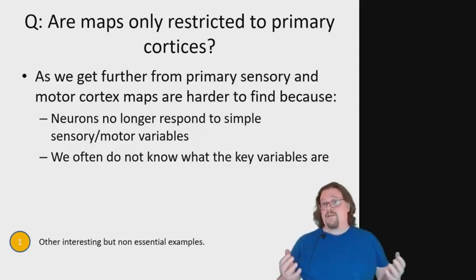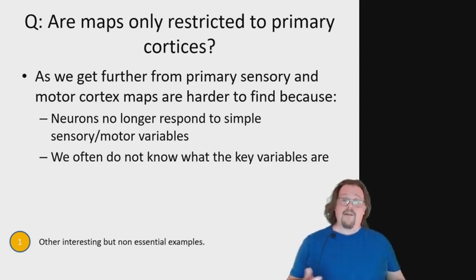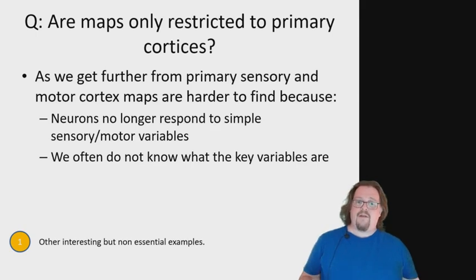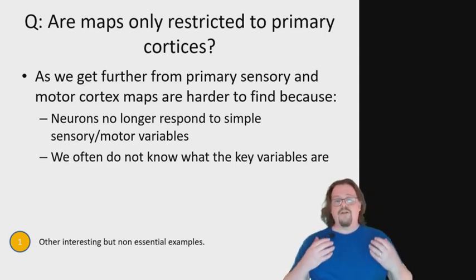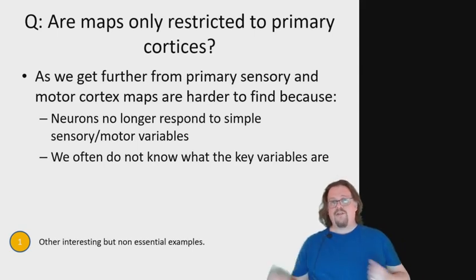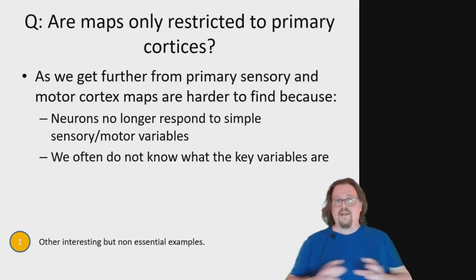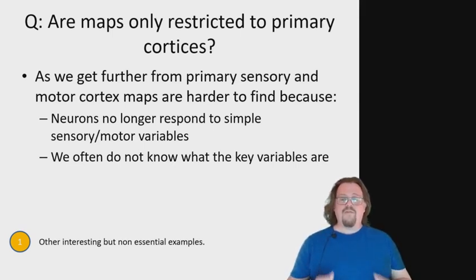It seems to me, and this is more my personal opinion than an established fact, that wherever we look, we will eventually find maps. The further we get away from the primary cortices, the harder they are to find, and that's because we don't always know what the neurons are encoding. Neurons are no longer responding to simple sensory and motor variables, and so it's hard to create stimuli that systematically probe the map. So we don't know what the key variables are, but wherever we have been able to establish the key variables, we've seen signs of topographic organisation.